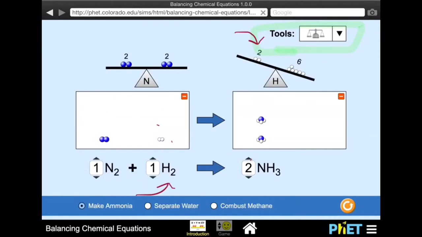Okay, what I want you guys to do, for those of you that have it working, is go to Separate Water and try this on your own, okay?